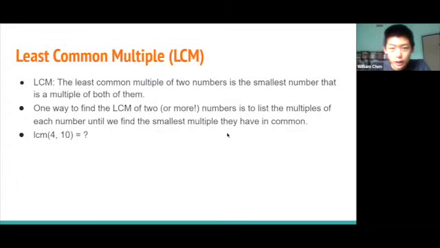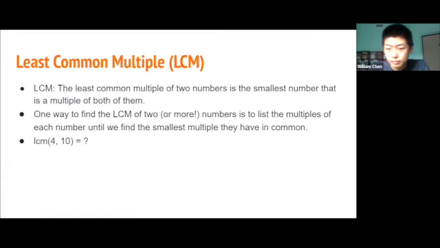Now let's talk about the least common multiple. The least common multiple of two numbers is the smallest number that is a multiple of both. One way to find the LCM of two or more numbers is to list the multiples of each number and find the smallest multiple they have in common. The multiples of a number are the numbers that can be divided by that number.